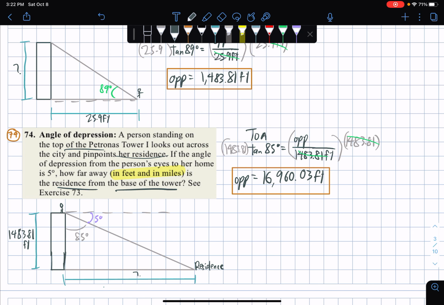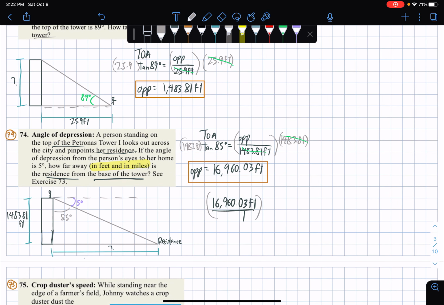So now we have to look for miles since we already have feet. Let's convert this value into miles. So 16,960.03 feet over 1, multiply it. We do have to acknowledge that 1 mile is equal to 5,280 feet. It is advised that you should know the values, how much feet there is in 1 mile.